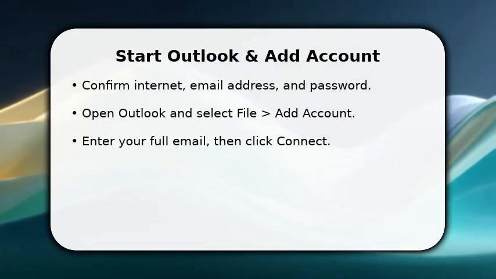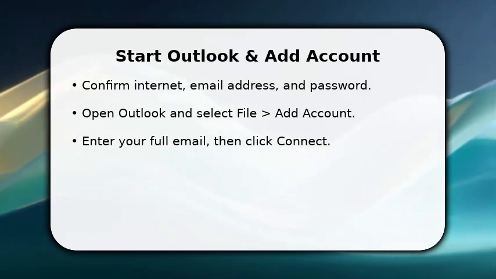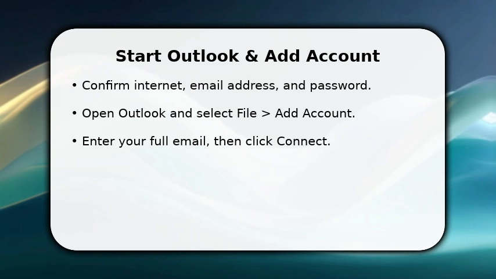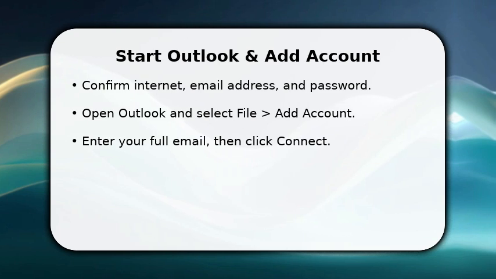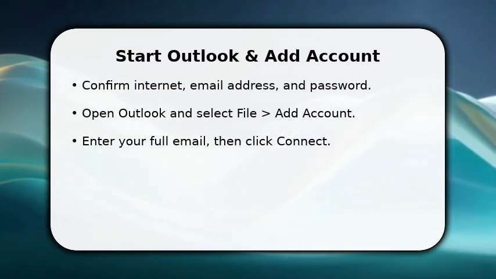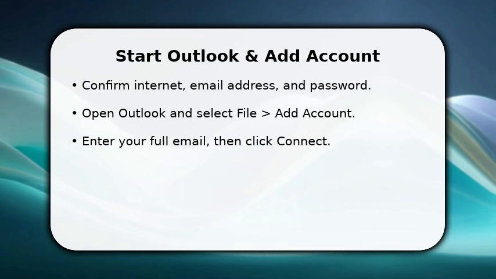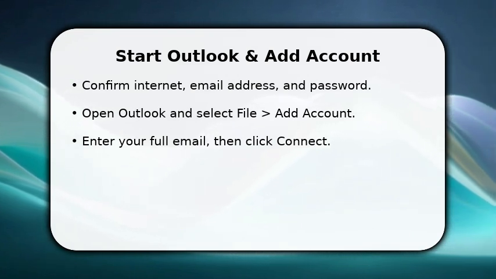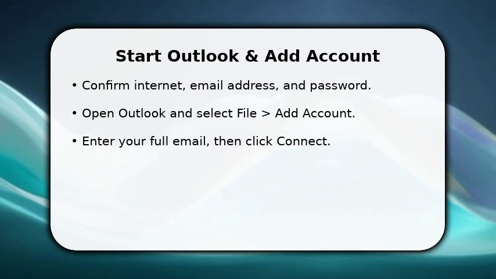You already have what you need: working internet, your email address, and the account password. Open Outlook and go straight to File, then Add Account. Type your full email address and press Connect. This begins automatic configuration. Once done, Outlook may prompt for your password or show an account type choice. Make sure to allow any permission prompts so Outlook can discover server settings automatically and create the profile for you.